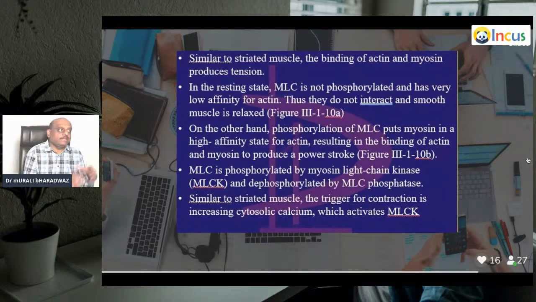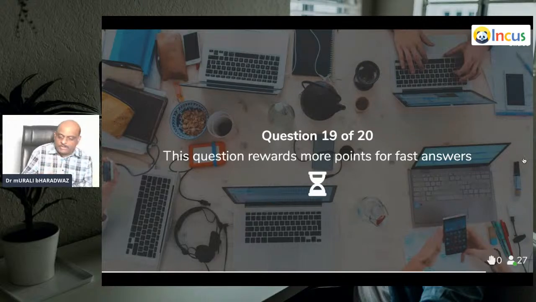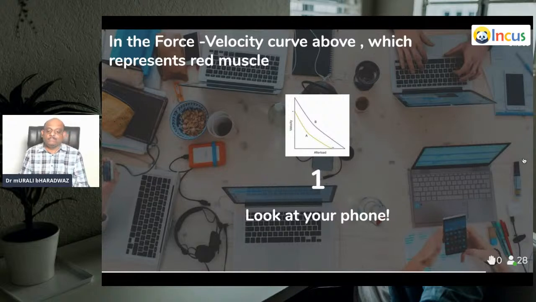On the other hand, when there is a phosphorylation of this myosin light chain, that will make myosin have high affinity to actin. It will jump and give a French kiss, and that leads to binding of actin and myosin to produce the power stroke. That's what you should remember. Okay, Doc? So once more, the idea is you need to do a revision of this very important topic in the NEET PG FMG question bank.